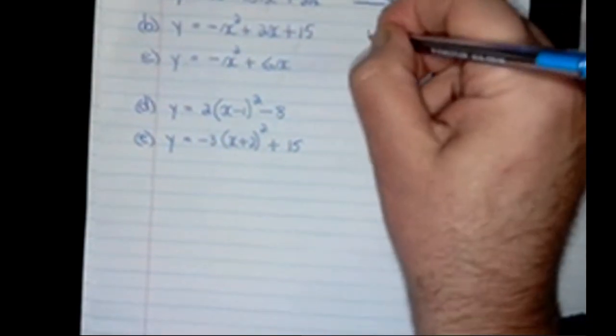So let's now look at this one quickly. I'm just going to rewrite it. And I'm writing it plus 2x plus 15. Right. Can you see? I hope you guys can see there. Because of this, I know it's going to look like that. It has a maximum value.